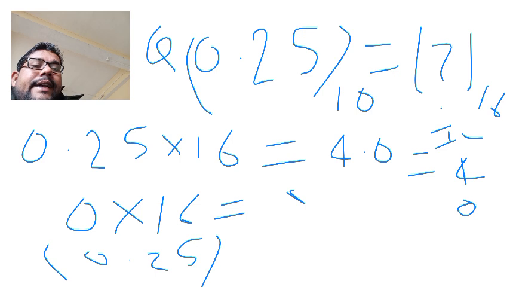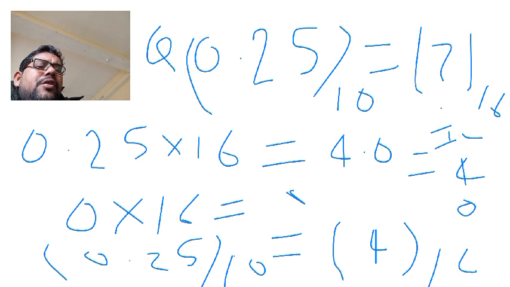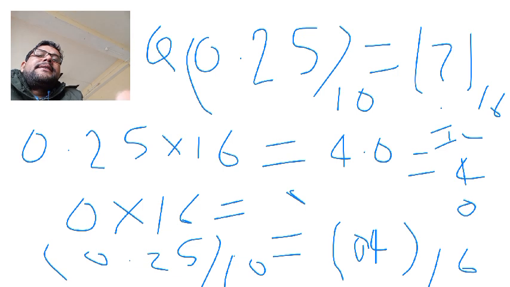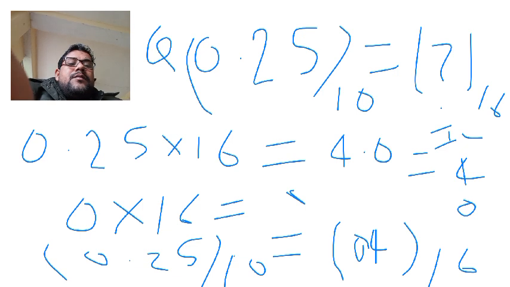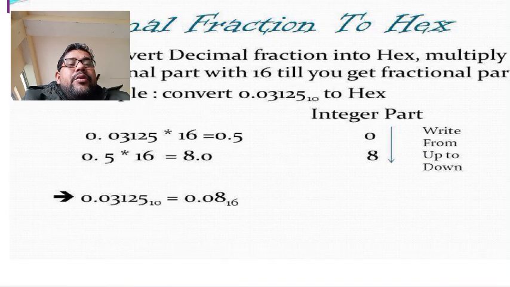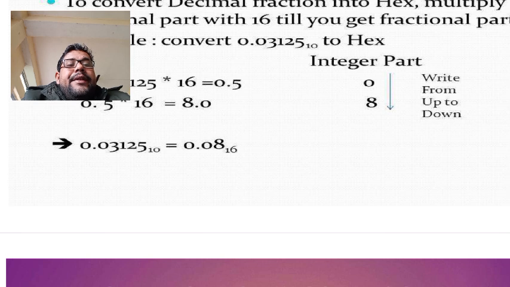So 0.25 in decimal is equal to 4 in base 16. There is no need to write the trailing zero, but you can write it if you want. So this fractional decimal number can be converted into hexadecimal. Up to here we have seen how to write the hexadecimal number.